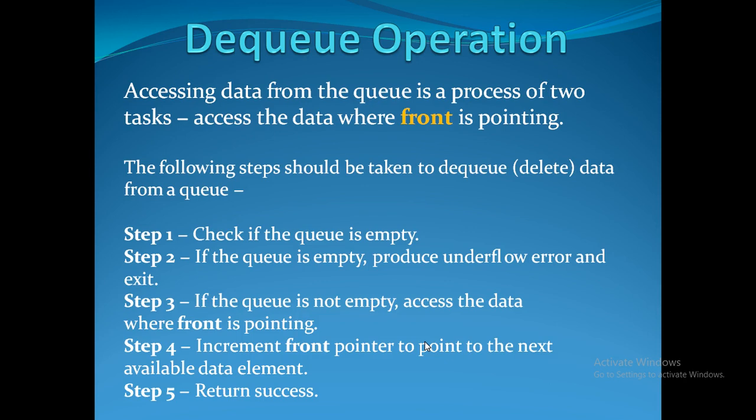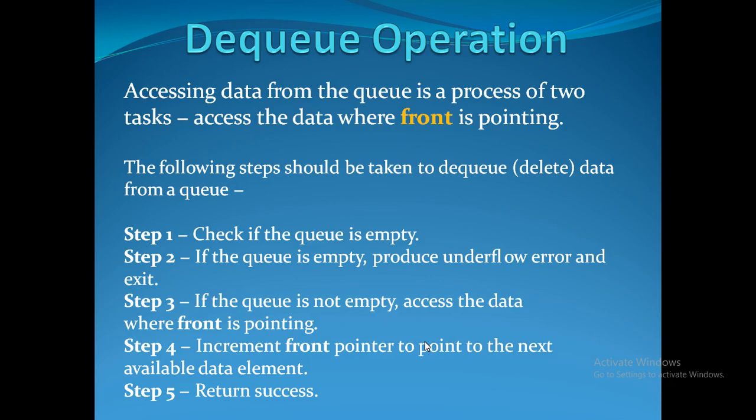What's the meaning of that? If the queue is empty, in the sense no elements are available or no items are available in the queue, so deletion is not possible. So if the queue is empty, produce an underflow error message and exit. If the queue is not empty, access the data where front is pointing and increment the front pointer to point to the next available data element, then return success.